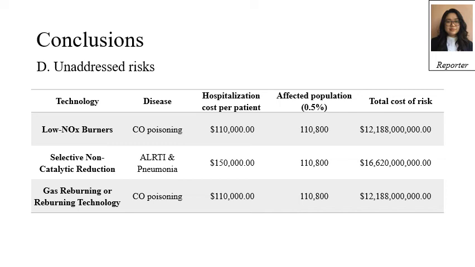Both low NOx burners and gas burning technology have been identified to pose risk of carbon monoxide poisoning, which has a financial cost of $110,000 per patient. This brings the total cost of the unaddressed risk for low NOx and gas burning to be 12 billion and 188 million dollars. Based on the financial cost of the unaddressed risk, low NOx burners and gas burning have a lower total cost of the identified risks.